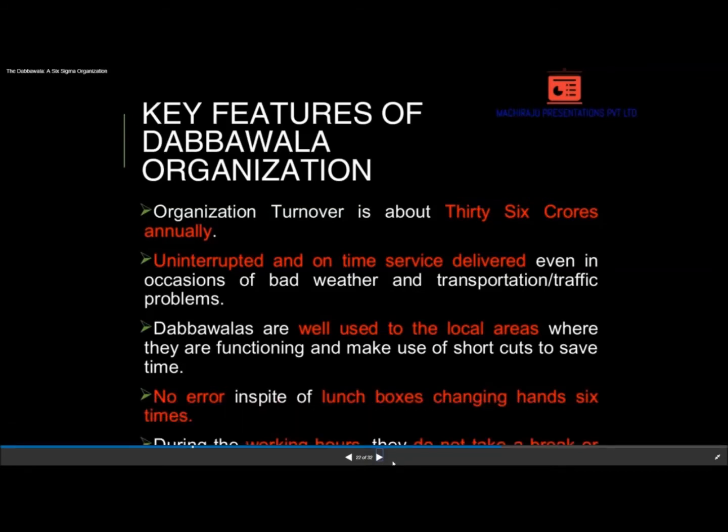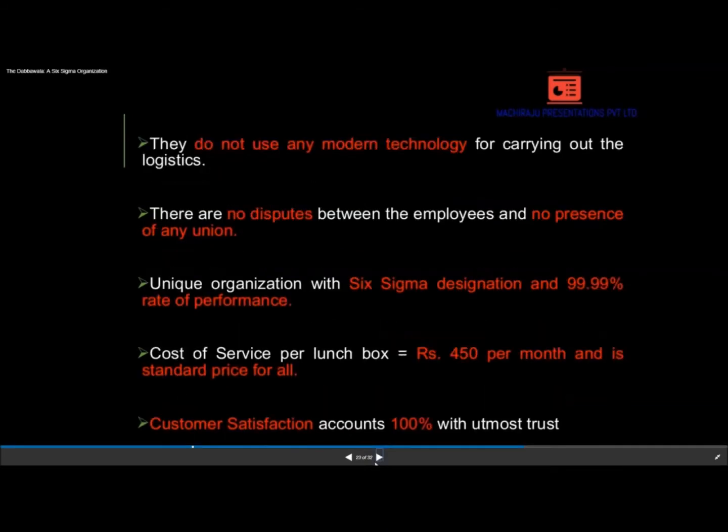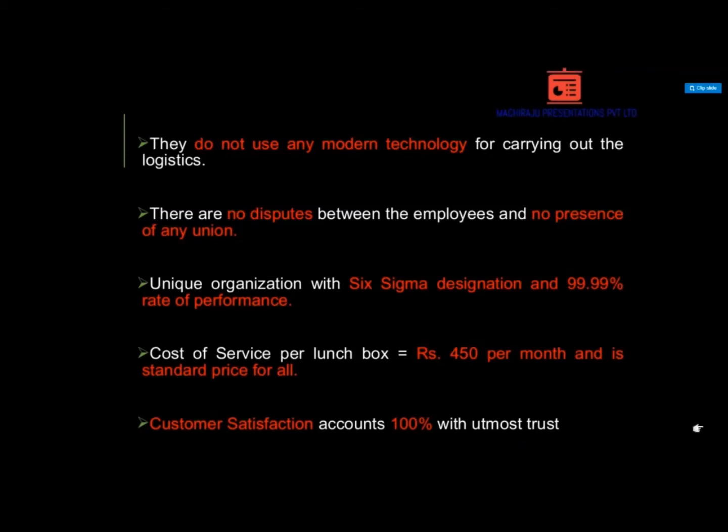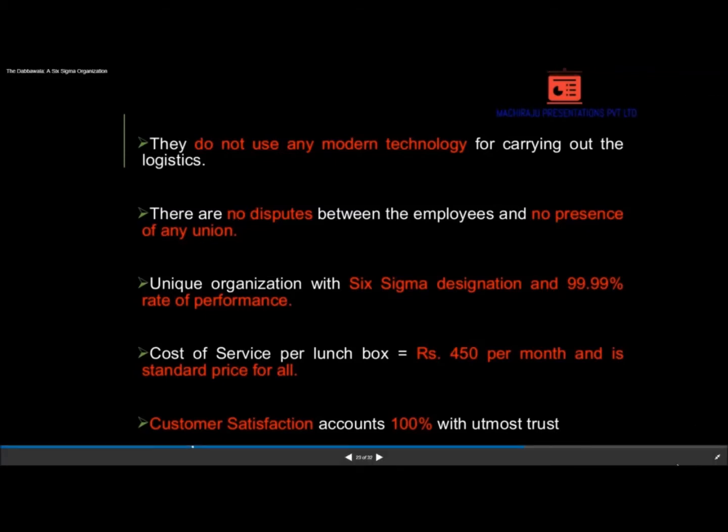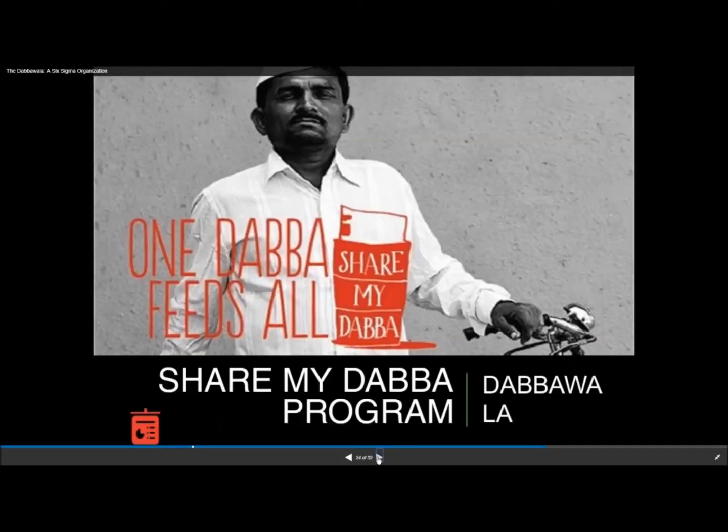During work hours, they do not take a break. They do not use modern technology. There are no disputes between employees, no union. The unique organization Six Sigma designation 99.99%. That's 6 Sigma, right? So you're on that edge of that bell curve. Cost of service 450 rupees a month, standard price, no matter how rich you are, how poor you are. Customer satisfaction is 100%. Complete trust.